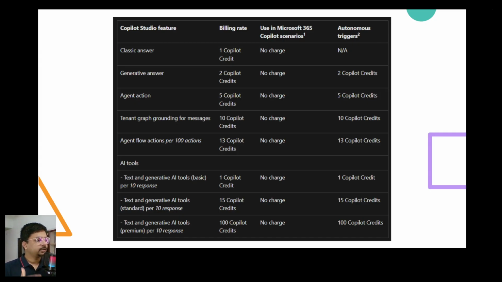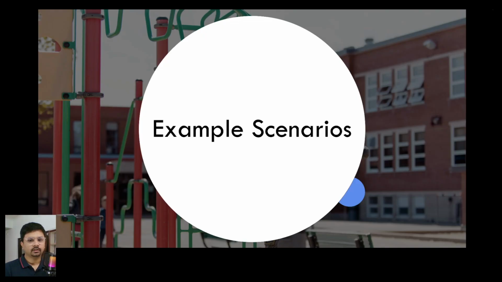For Copilot Studio, all the features, classic and generative answer, whoever has the Microsoft 365 Copilot license, which is about $30 per month, there is no charge for them if they use any one of these. But we have the autonomous trigger billing rates, right? So if we build in the full version of Copilot Studio, agents pay as you go, and the cost will be calculated. But for only the licensed user, there is no cost for this.